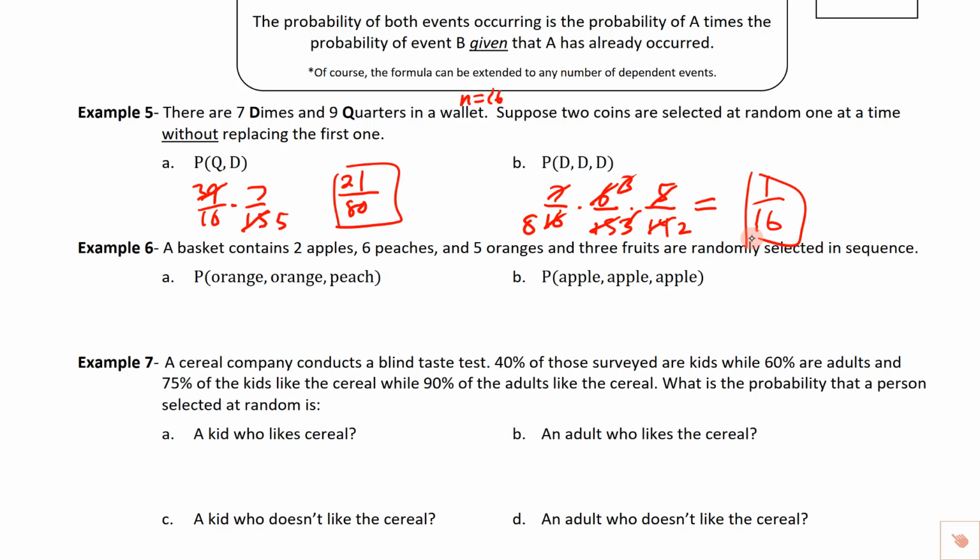Okay, next one. A basket contains 2 apples, 6 peaches, and 5 oranges, and 3 fruits are randomly selected in sequence. So you take them one after the other. We're not replacing them and drawing them again, we're just grabbing them. Okay, would you figure out the probability of orange, orange, and peach?